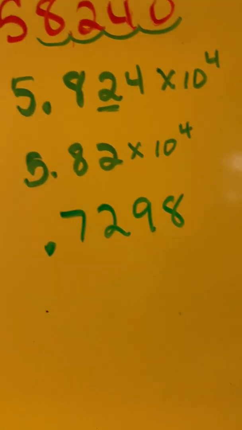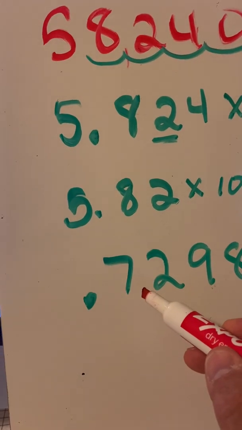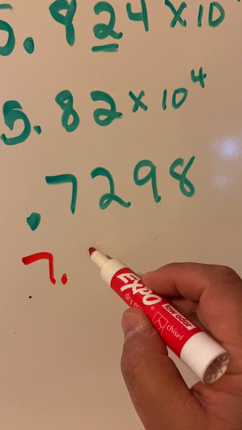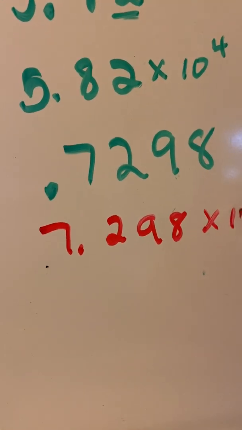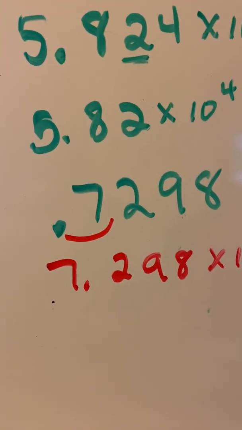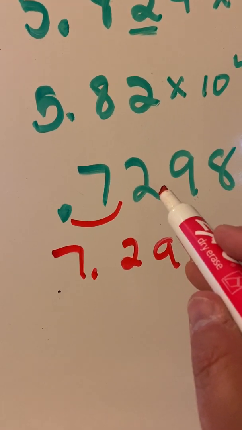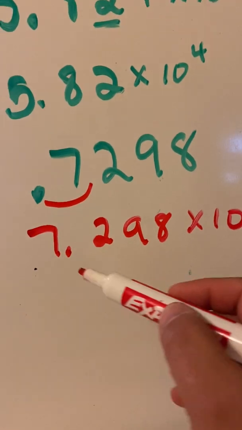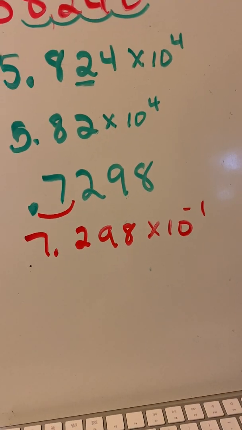0.7298. Same monster that we just worked with. The decimal point can be placed between the first and second number. So it's going to be 7.298. And it's always times 10. How many times did you have to jump that decimal? 1 time. But because this is a small number, if I'm going to move this one, it's going to move to the left. That means it's a negative 1. I'll have to move it 1 time to the left.